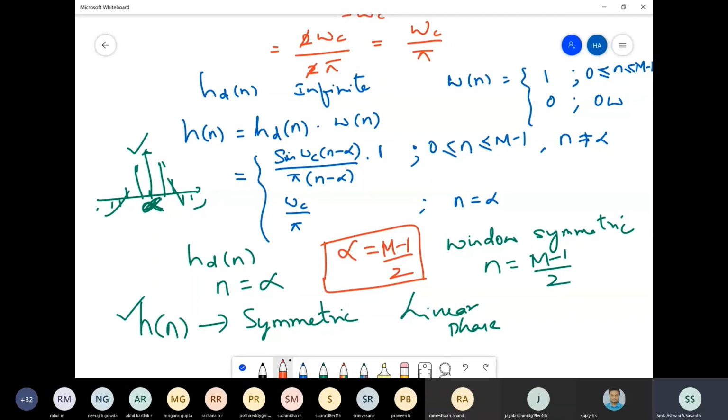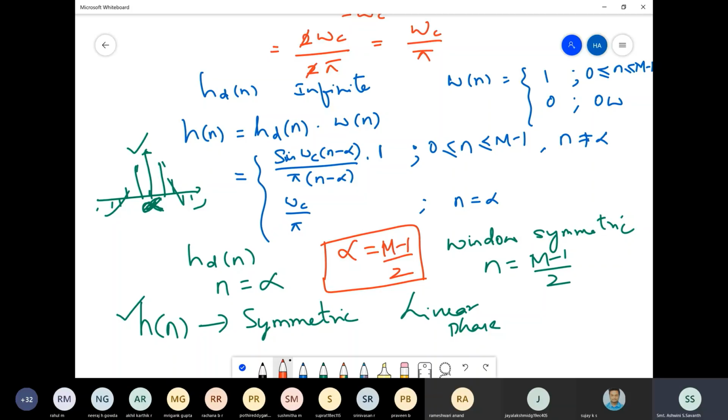See, hd of n, what you have obtained, is an infinite duration sequence. It goes on either side of n equals alpha. Why is n equals alpha the maximum value? Because that is omega c by pi. You can substitute the values and check if you want. That is the center lobe, the center value. And beyond that, the value goes on decreasing because it is a sinc function. It has to decrease in that fashion. So n equals alpha is the point about which hd of n is symmetric.